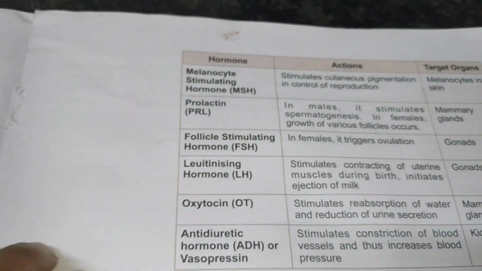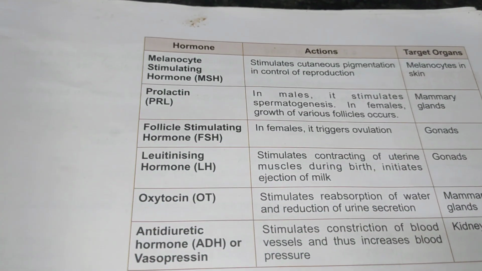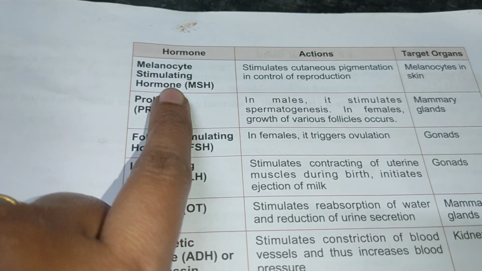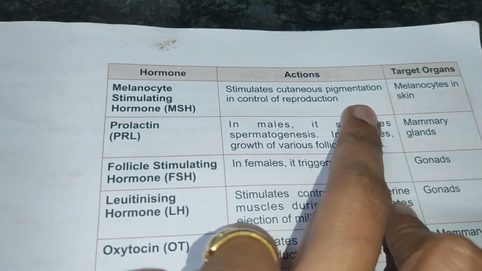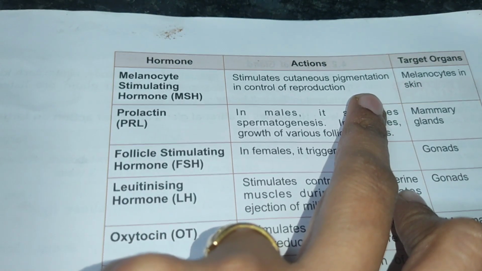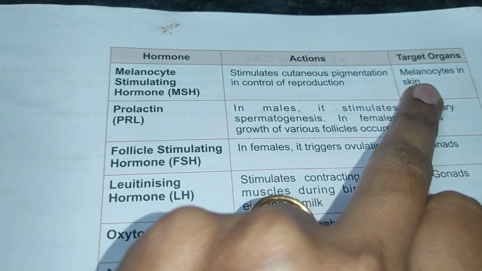Next is melanocyte stimulating hormone. We know that if we go in the sun we will become dark. Why? Because of this stimulating hormone. It will stimulate cutaneous pigmentation. It will help in producing pigmentation. So the target organ is the melanocytes in the skin.